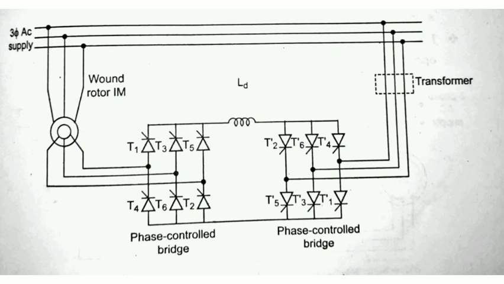Super synchronous speed control. Bridge 1 is operated with a firing angle range of 90 degrees to 180 degrees. It means that bridge 1 works as an inverter. Bridge 2 is operated with a firing angle range of 0 degrees to 90 degrees. It means that bridge 2 works as a rectifier. The slip power flows from the input AC supply to the rotor circuit through the transformer, bridge 2 and bridge 1. The transformer steps down the input AC supply to the level of the rotor voltage.